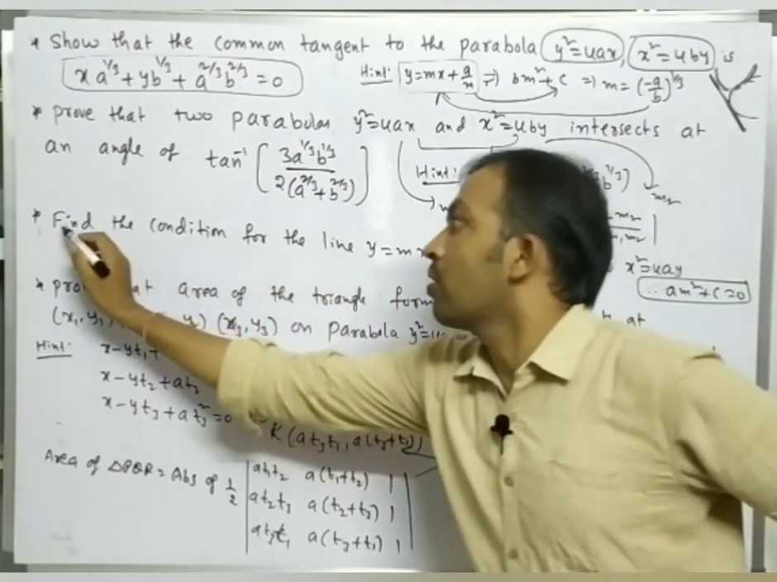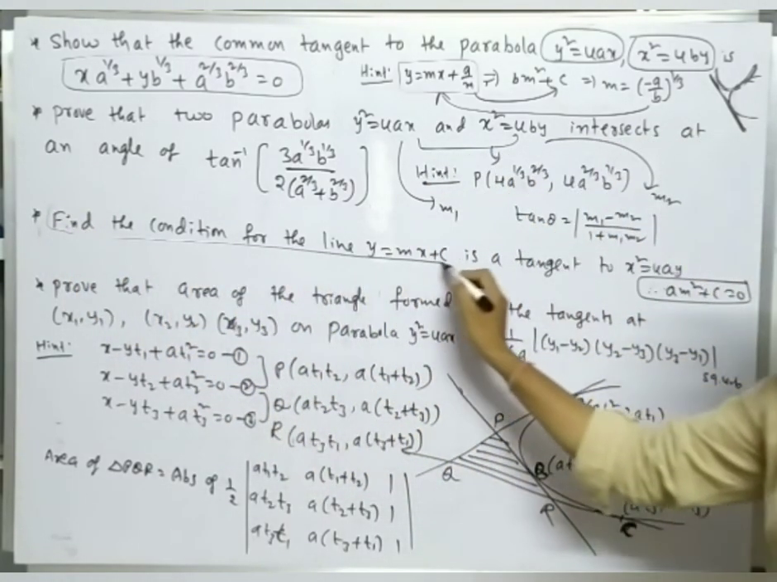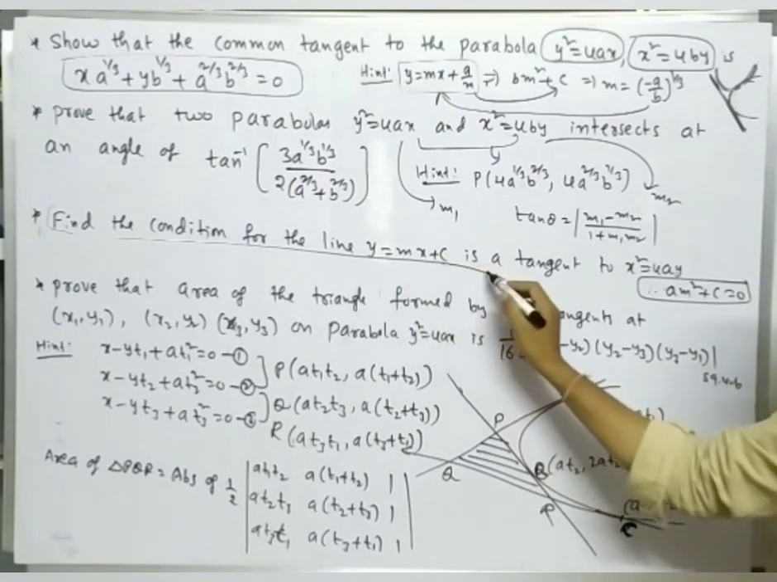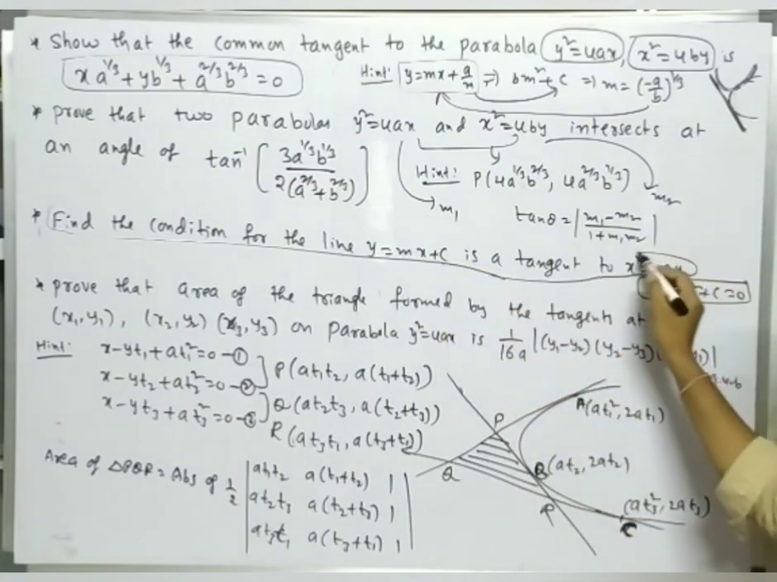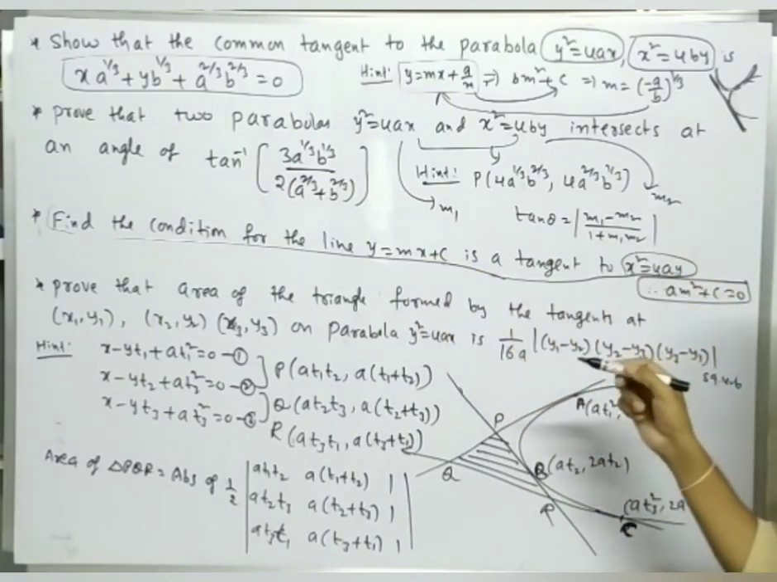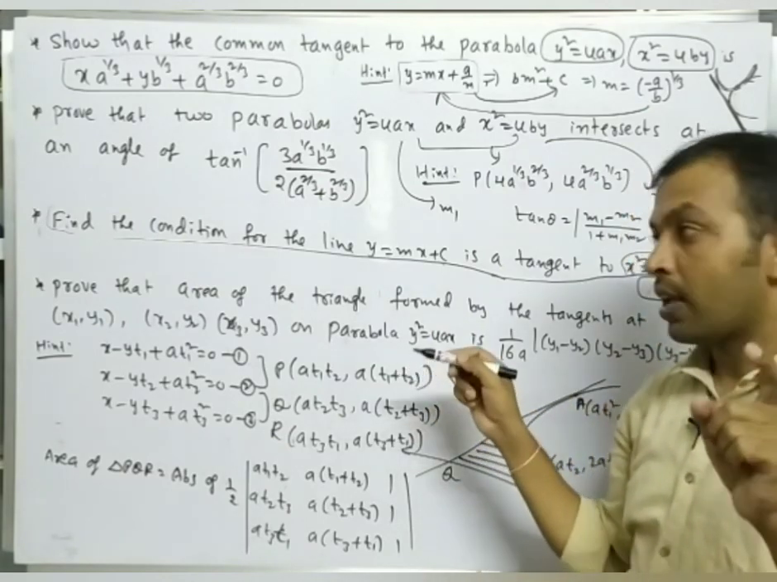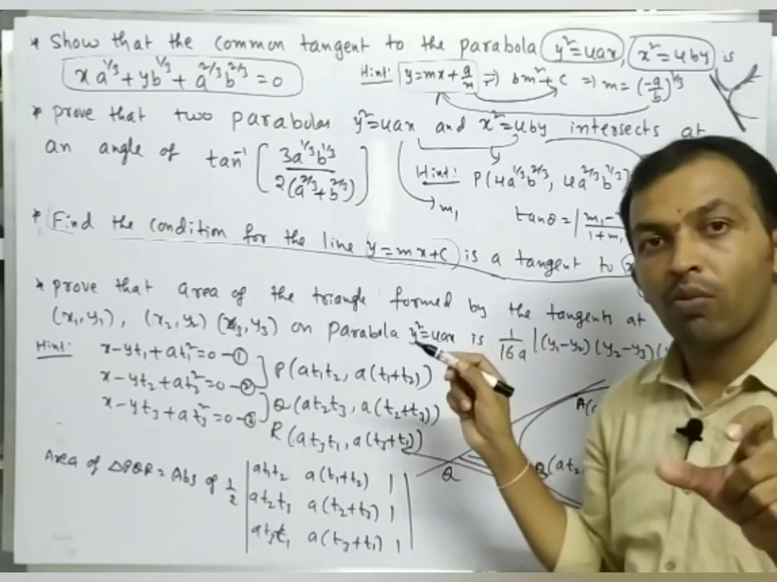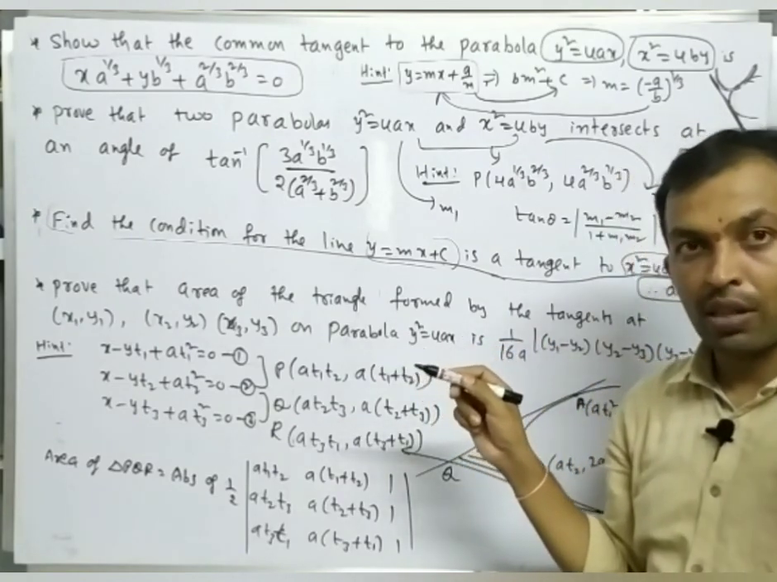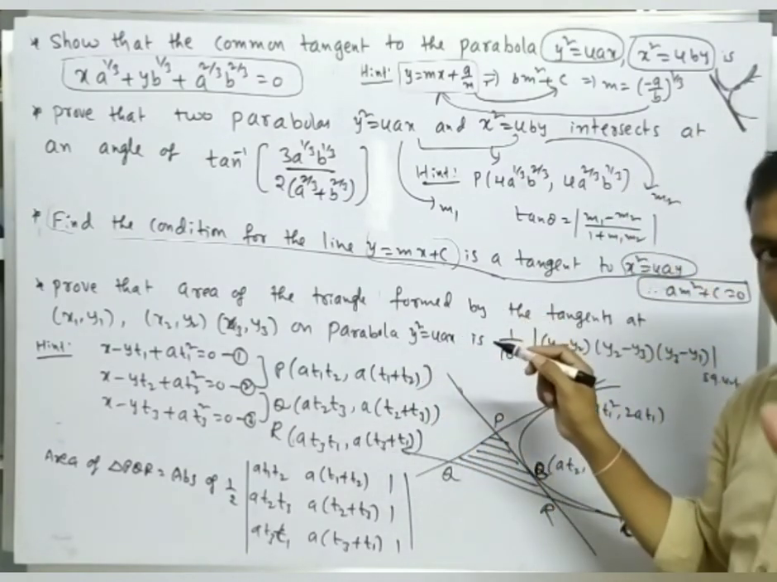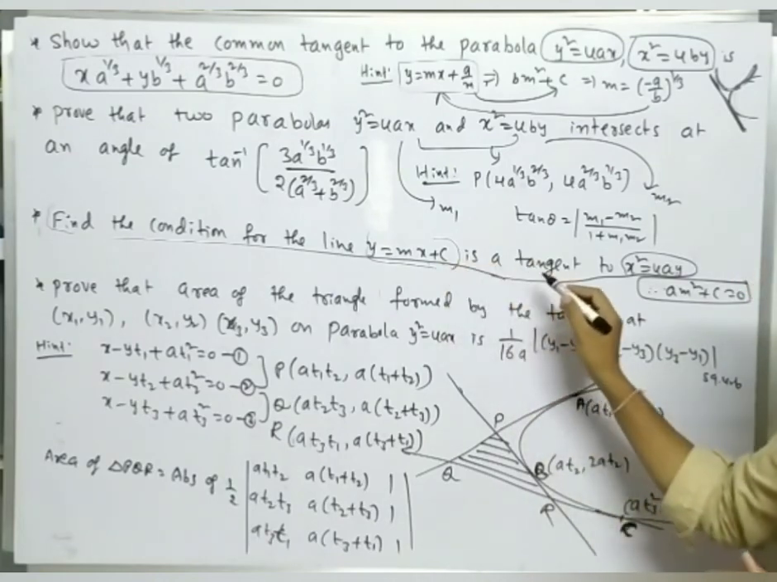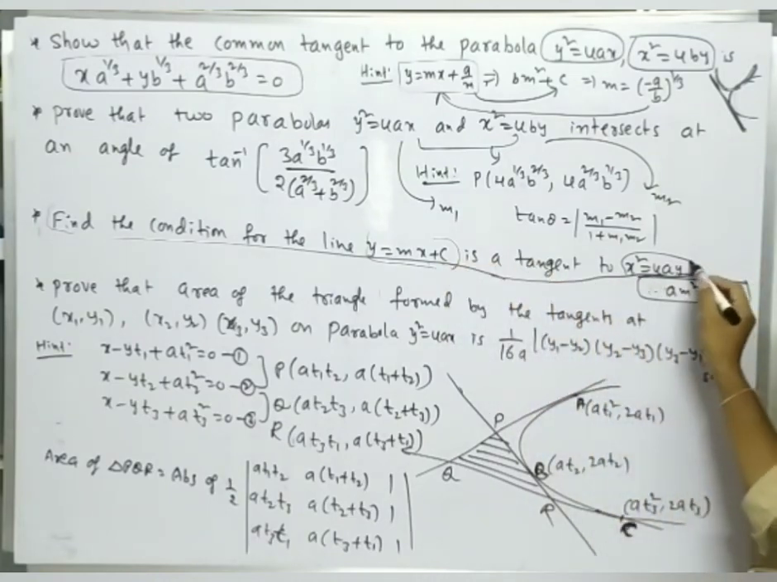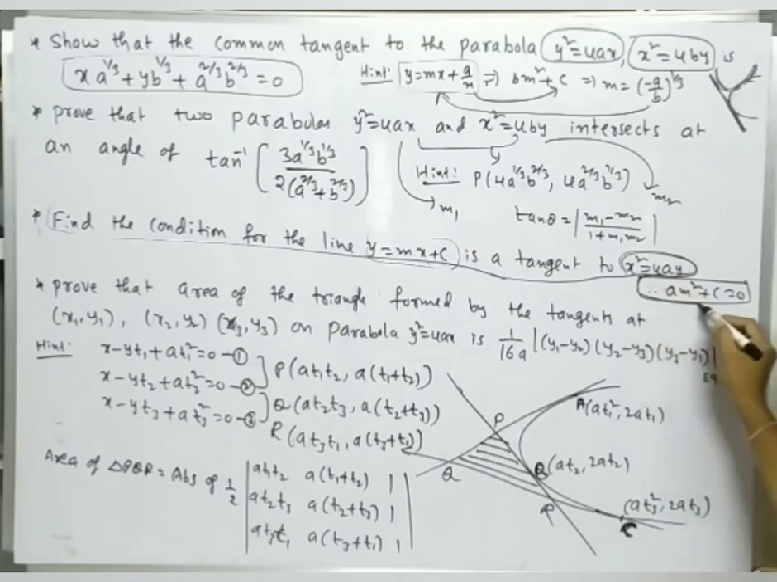Here I gave one more problem. Find the condition for the line y is equal to mx plus c to be a tangent to x square is equal to 4ay. We found the condition for tangency of y is equal to mx plus c to y square is equal to 4ax in the tangents and normals video. So in the same concept, you can find the condition for y is equal to mx plus c tangent to x square is equal to 4ay. The condition for tangency is am square plus c is equal to 0.